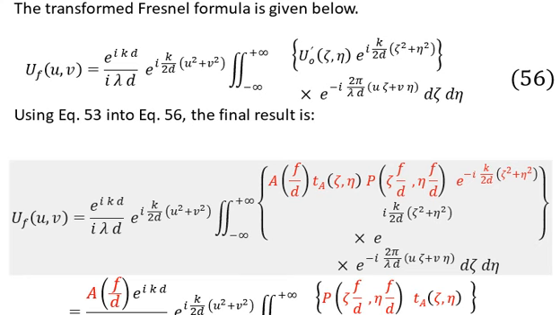Look at the first step: there are two quadratic factors within the curly bracket. One is shown in red, which is e to the power minus iota k over 2d multiplied by zeta square plus eta square, and the other, in black, is also contained within the curly bracket, which is e to the power iota k over 2d multiplied by zeta square plus eta square. These two phase factors will cancel out, so we shall not have any quadratic phase factor within the curly bracket.